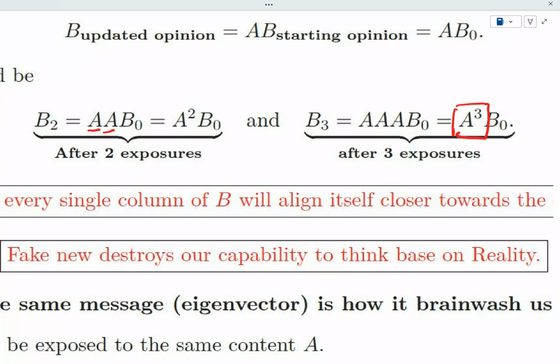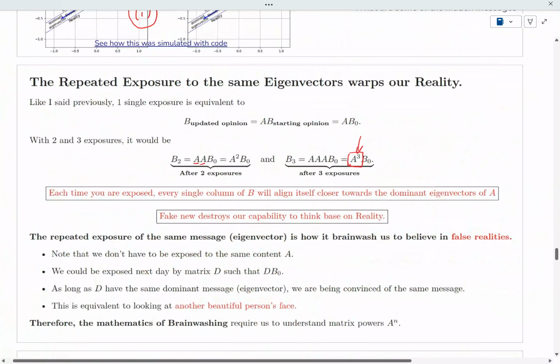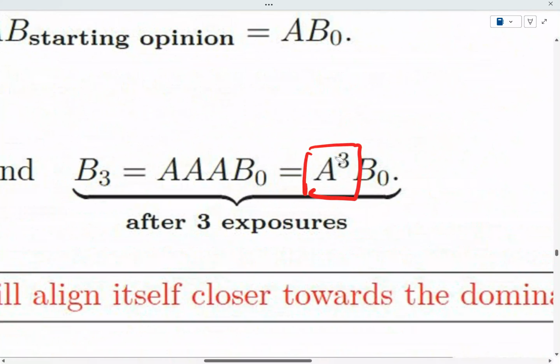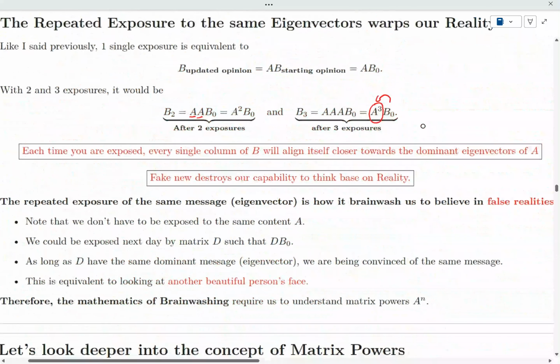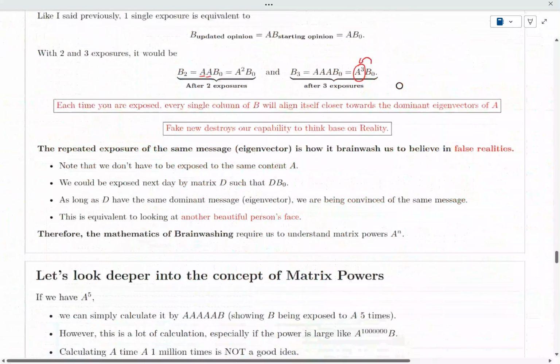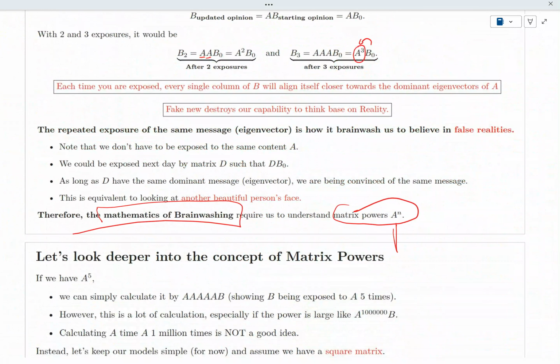Here's a natural question. How do you calculate A to the third power? A matrix to a power. This is something we haven't done in the past. By knowing what A to the third is, it essentially allows us to figure out where you would be after n number of exposures. Therefore, the mathematics of brainwashing is essentially the understanding of matrix power, A to some kind of power.